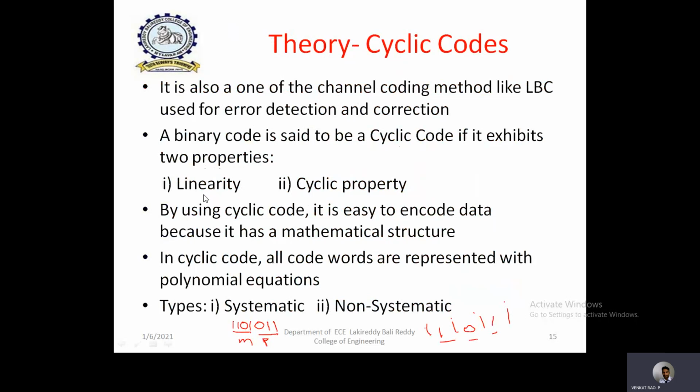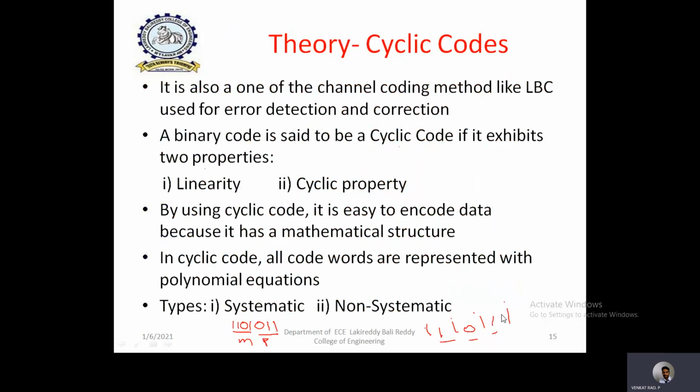What is the meaning of linearity? For example, we have some set of codes like this. This is one code word which is generated from the encoder. Like that, we have some 10 such codes depending on the combinations of the input. So the linear property means the sum of any two code words is also another code word in that list. Then we can say that that code is satisfying linearity.